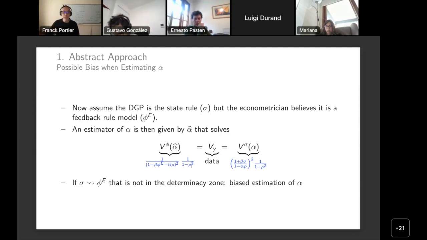But you see here the problem is that it could be that this phi e is not in the determinacy zone, and if that is the case, then I'll be in trouble, and I will have to bias my estimate. So I'm showing you the case that doesn't work. If it happens that what the policymaker is doing is such that the equivalent feedback rule gives determinacy, then it's fine. But I'm looking at the other case. Why? Because that's the case which is kind of new, and it's also what we will find in the data. Using US data, we'll find that we are exactly in that case. So what is that case? That case is the following one.